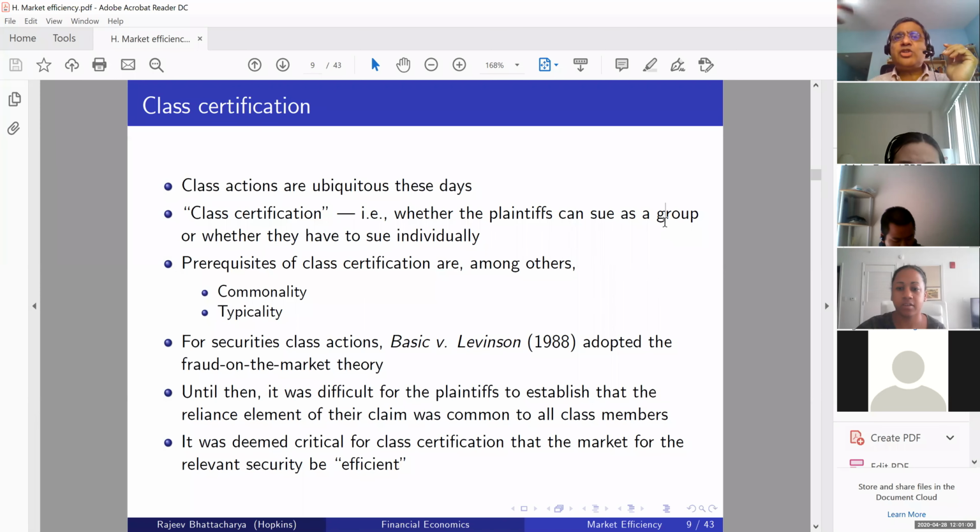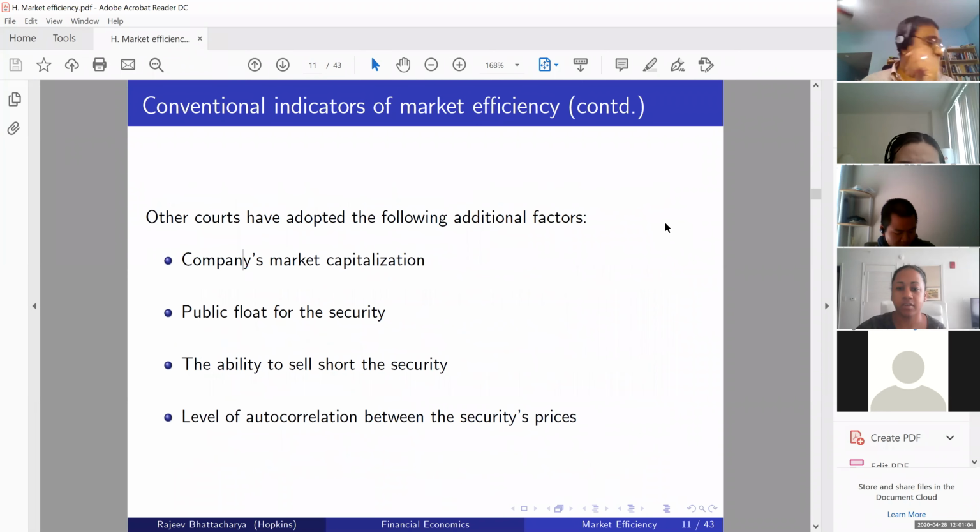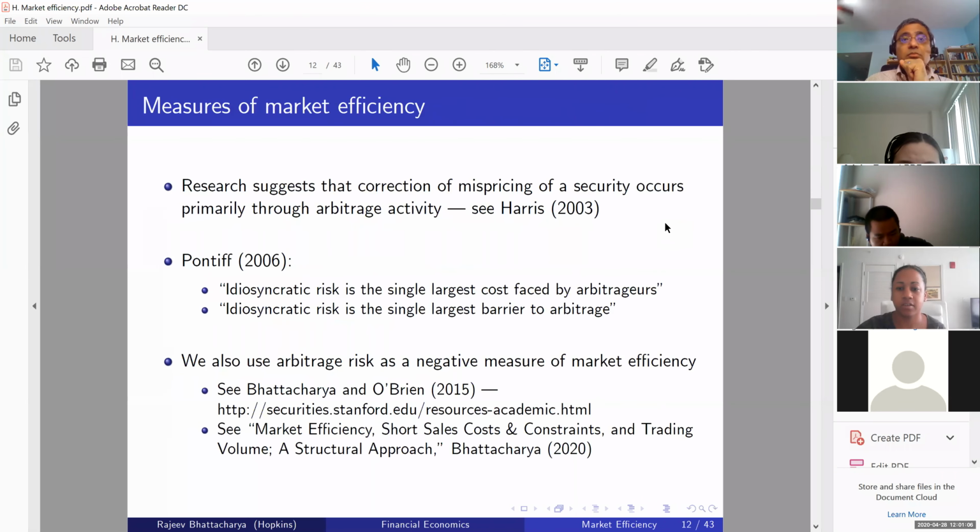So as I mentioned, I'm not going to spend too much time on class certifications because that's almost a uniquely US thing. So what are the various measures of market efficiency?